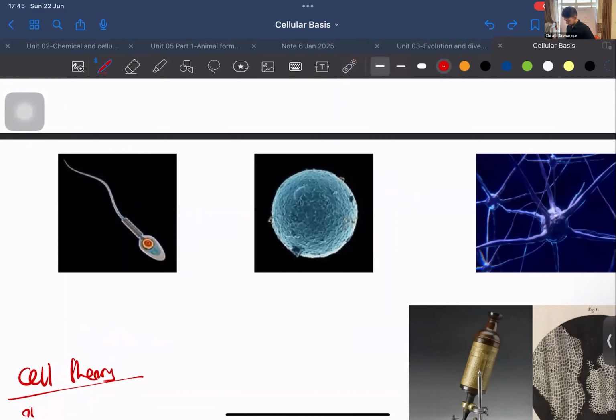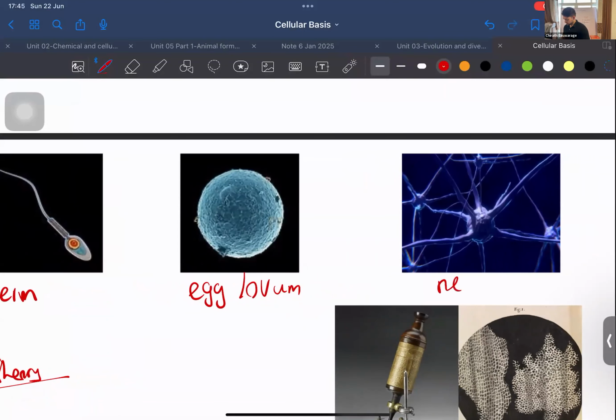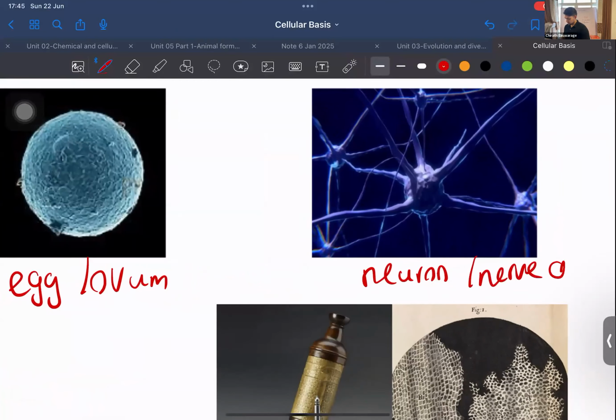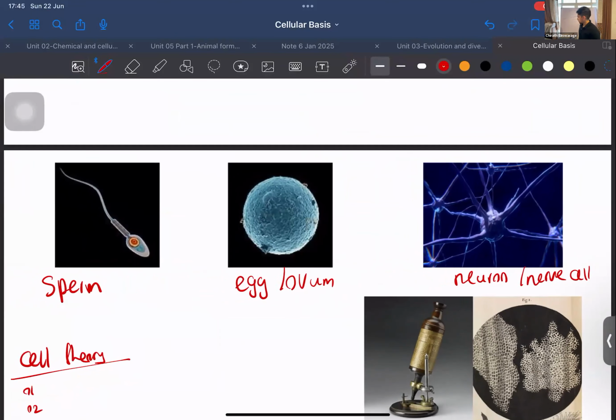So please name these cells. So this is the sperm, right? That is the male gamete. Sperm, and this is an egg, right? Egg, or we can call it the ovum, and this is a neuron, right? Or we can call it a nerve cell, right? So I just put those to give you an idea about the diversity, as I said.